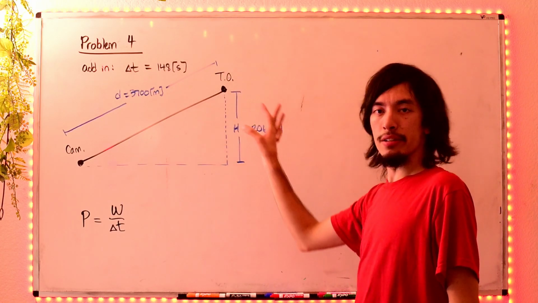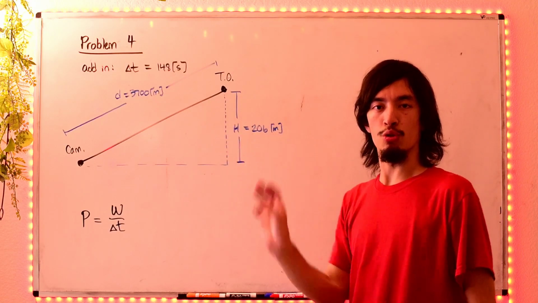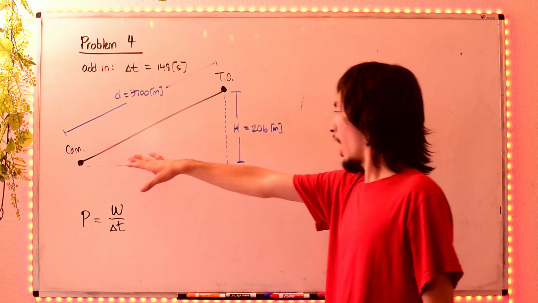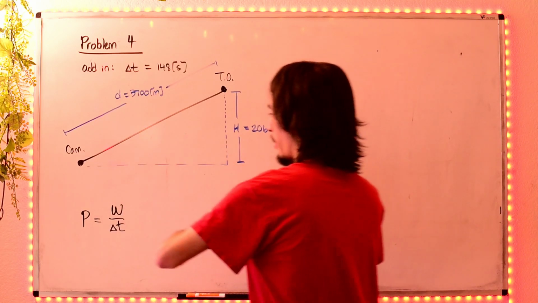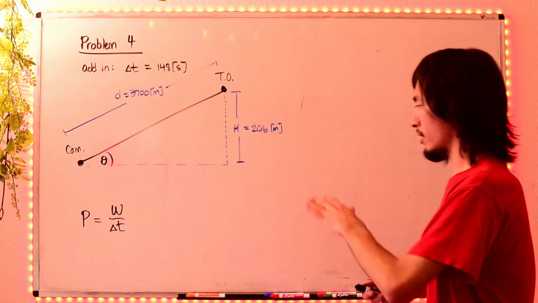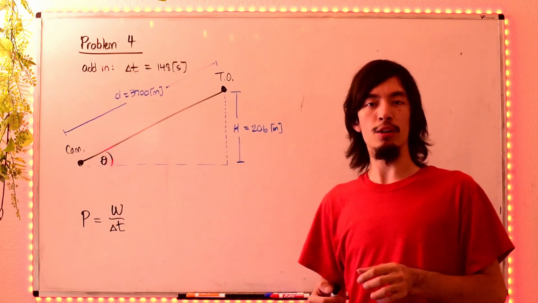Now, using these distances here that are given in this triangle, we could already just find the angle if we need it. So I'm going to write in the angle theta, but I'm not going to get it unless I know that I need it. So let's go off to the side here and let's see if we need the angle.